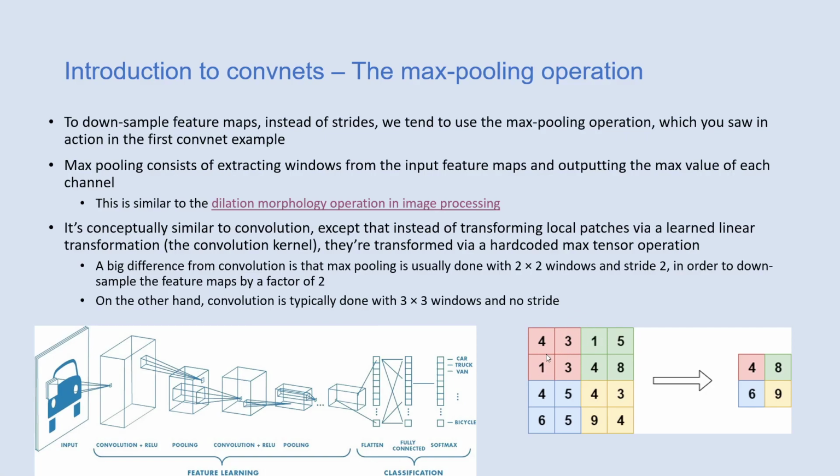Okay, so for the first 2x2 window, the maximum is 4, so you have 4. Then go to the next window, the maximum is 8, you got 8. Next one is 6, 6, and 9. Notice how this cut the image size to half, and that's precisely what the max pooling does. It's going to bring down the image size to half.